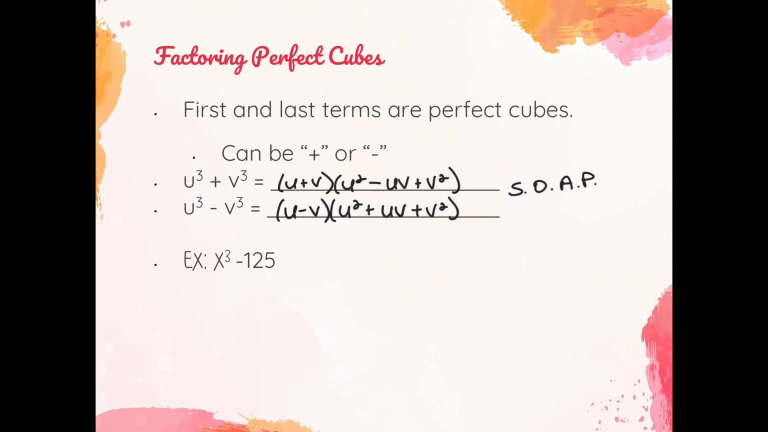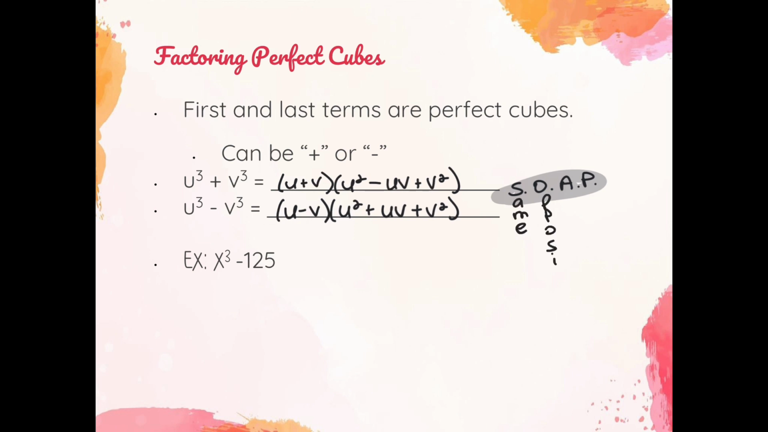If there are 2 terms and they are both perfect cubes, whether there's a plus or minus in between them, it doesn't matter, we can factor it using this pattern. If it's a perfect cube plus another perfect cube, then we cube root them both. The first set of parentheses is the cube root of each. The second is the first cube root squared, then the product, and then the second one squared.